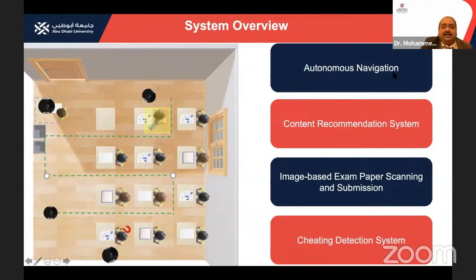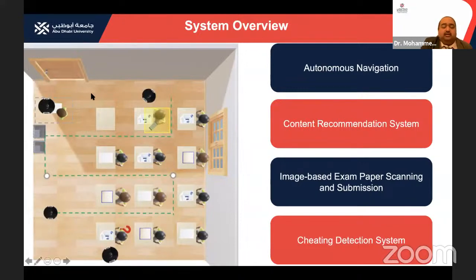One of them is there so that the AI can autonomously move around in the classroom without hitting any obstacles. Another AI uses a content recommendation system so that it can recommend answers to the questions that the students have during the exam.